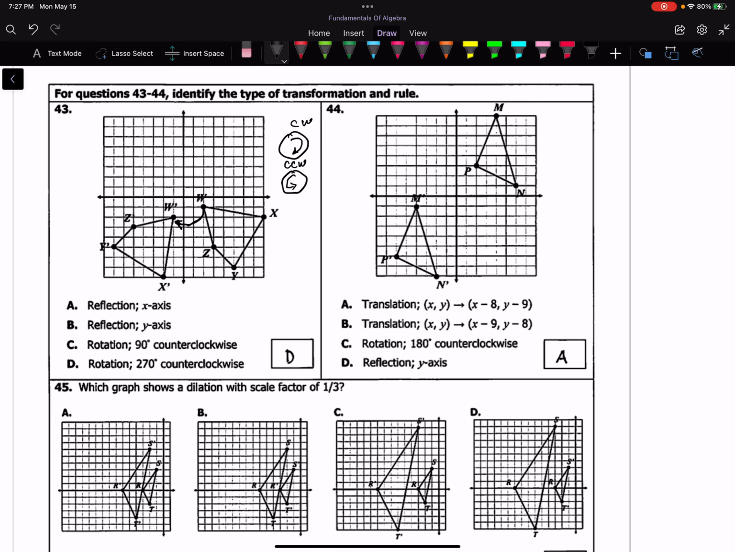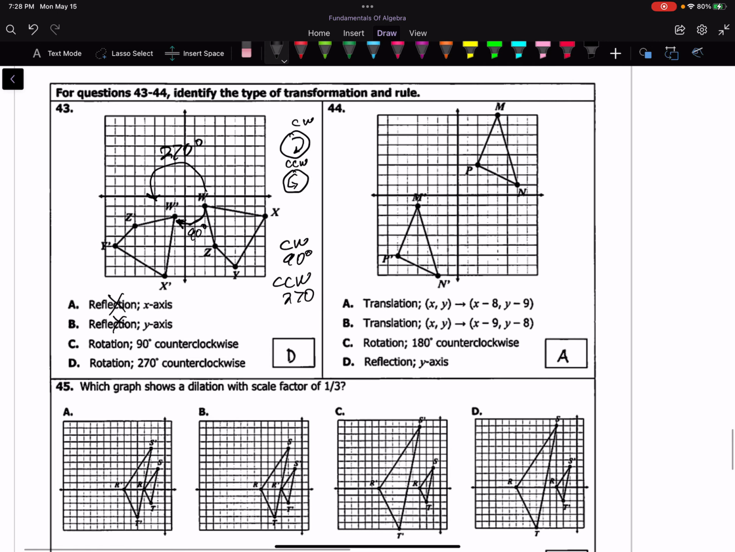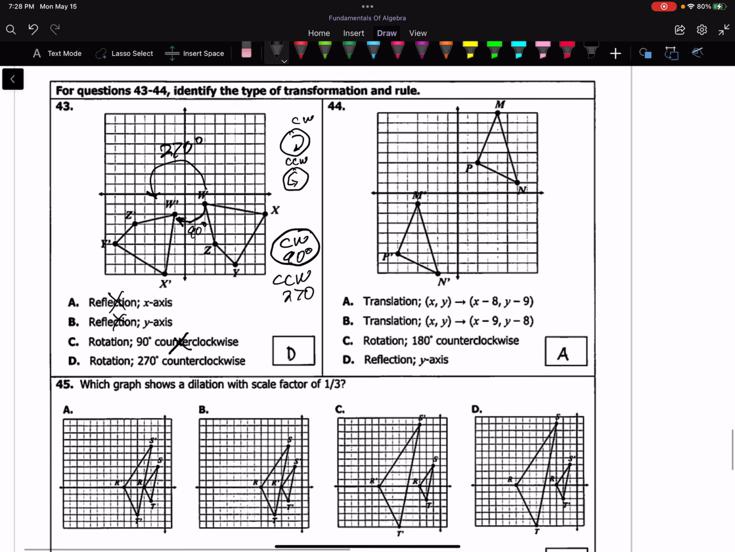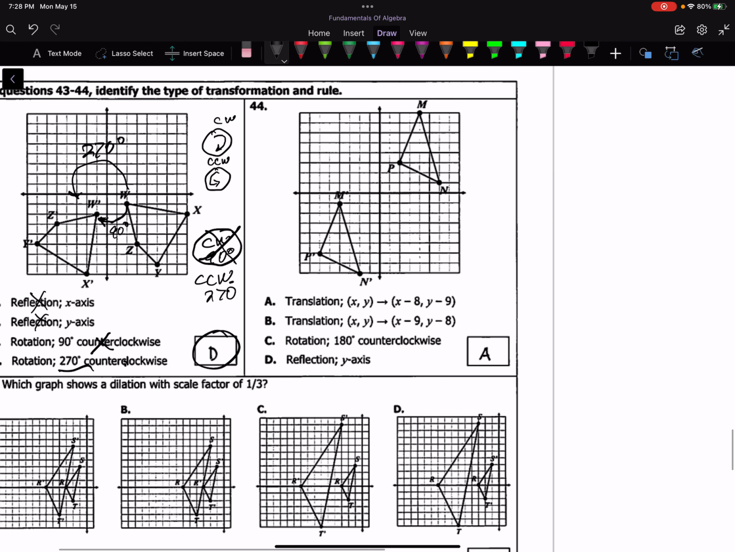Well, we can either say we went clockwise, 90 degrees, or we can say we did counterclockwise, 270 degrees. So this is either 90 degrees or 270 degrees counterclockwise. So it's not a reflection. We've already decided that. Is it a rotation counterclockwise? Well, we looked at it. It's a clockwise rotation of 90 degrees. Well, that's not right. This one's counterclockwise, so we're not using that. So counterclockwise 270, yep, there it is. That's a D.